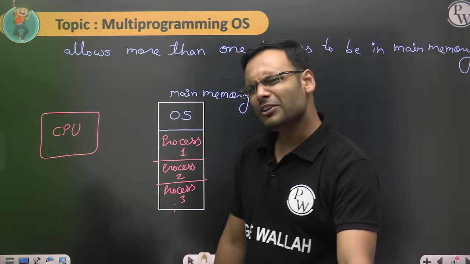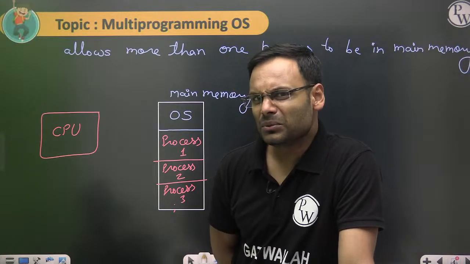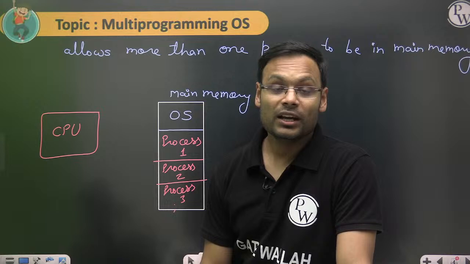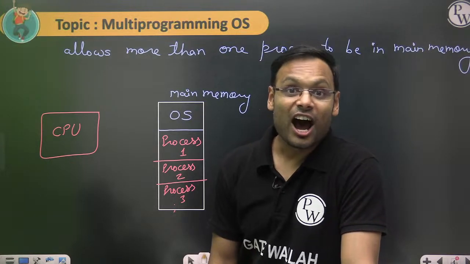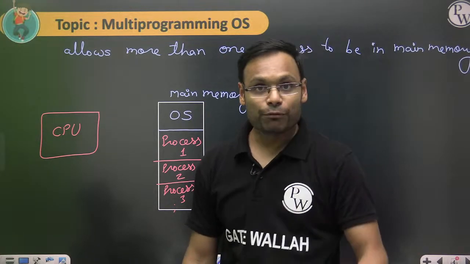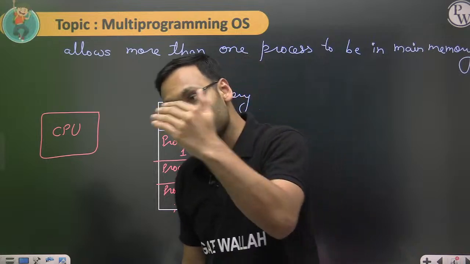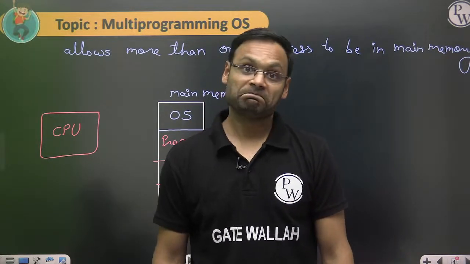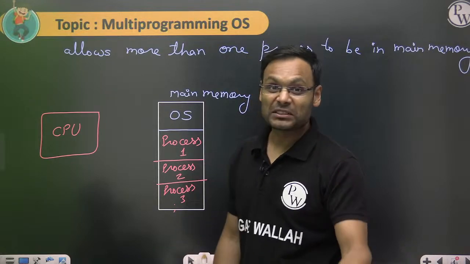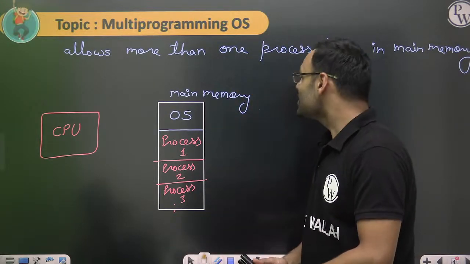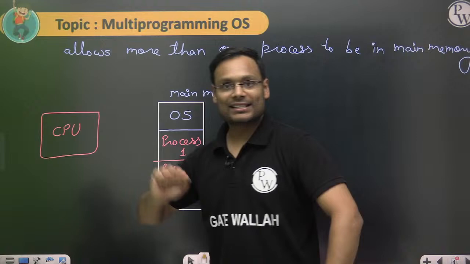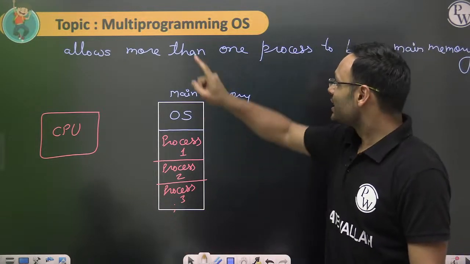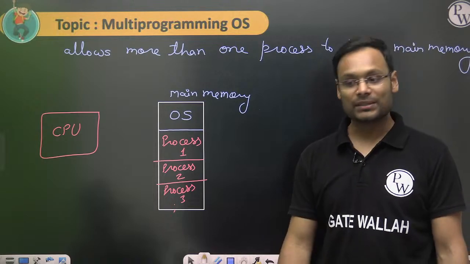But sir, why so much concentration on CPU? Just because it is the fastest device of your computer system, the main device, the heart of the computer system. And if we can utilize it more and more, in lesser time we can execute more processes. Performance, sir, performance, yes. And that is why we always try to increase the utilization of CPU, and that is why this multi-programming operating system is there.